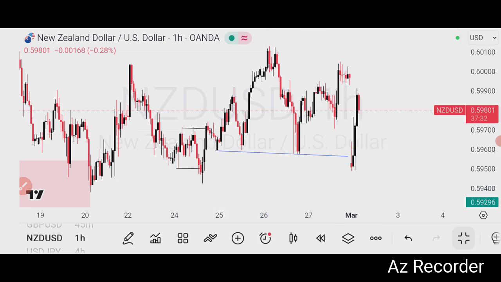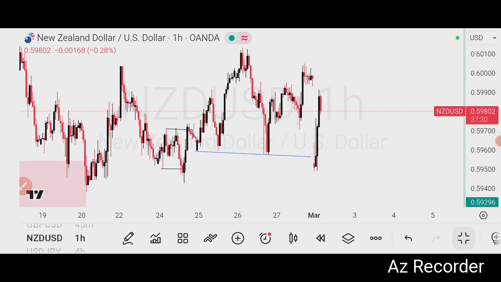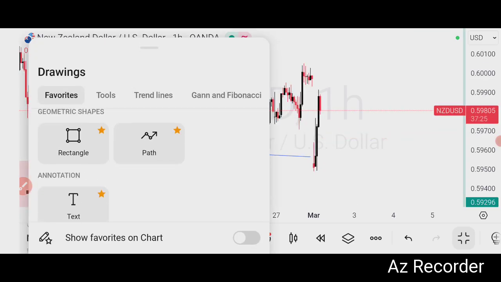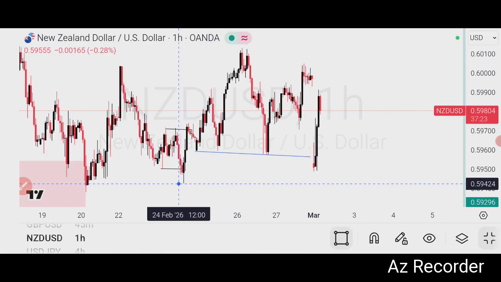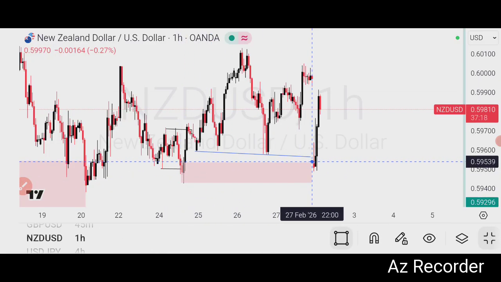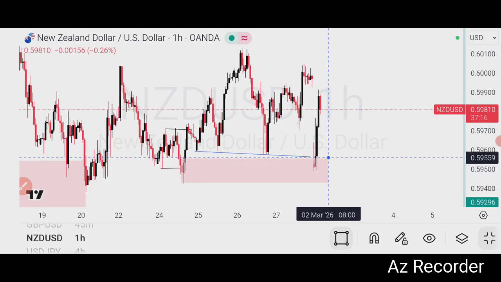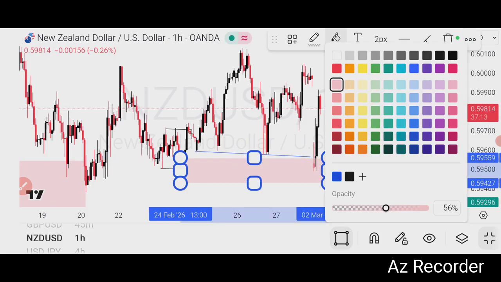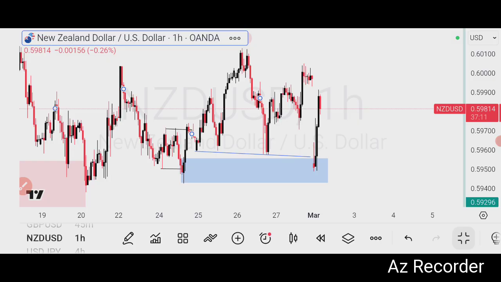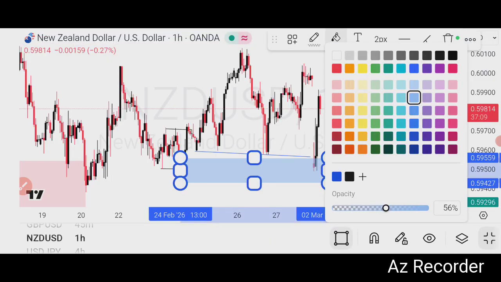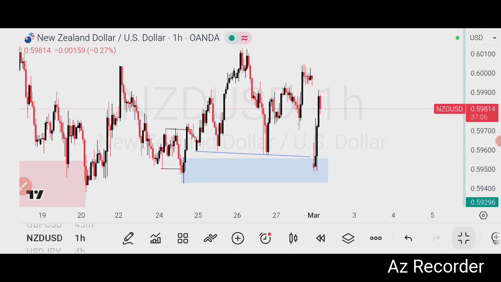Acting as liquidity. So for me, the way I trade is I do not necessarily need to wait for the market to tap into my order block, except if I'm looking for precise entry. You get something like this. If I'm looking for precise entry, I can mark out my order block like this.